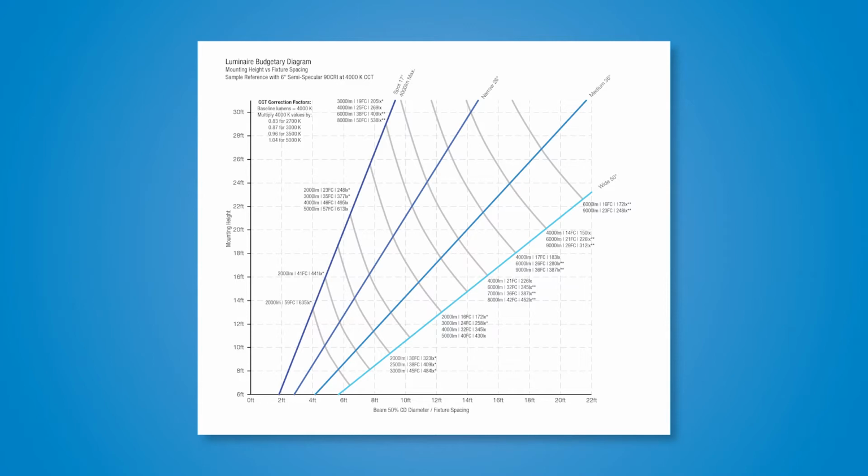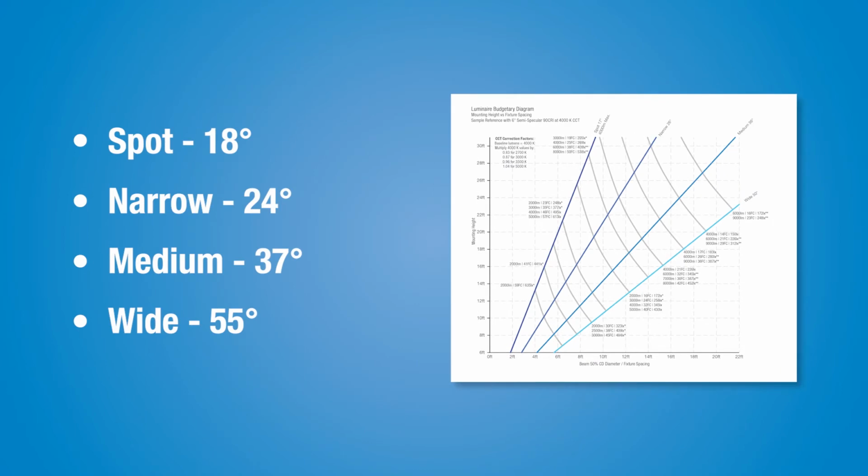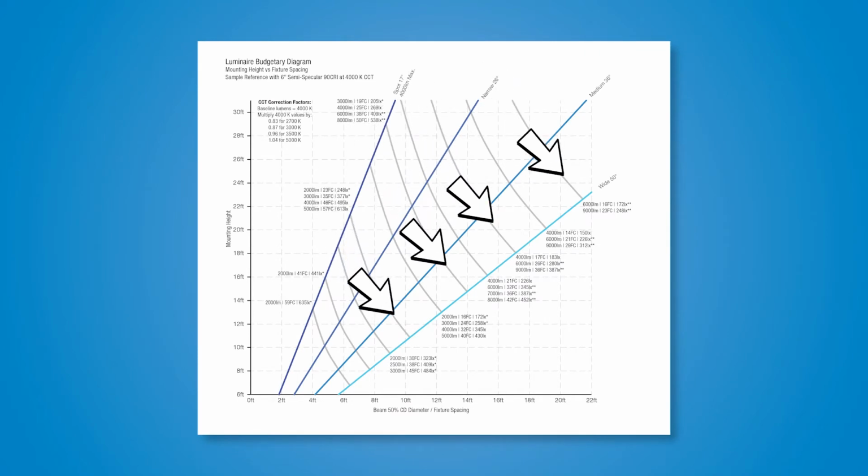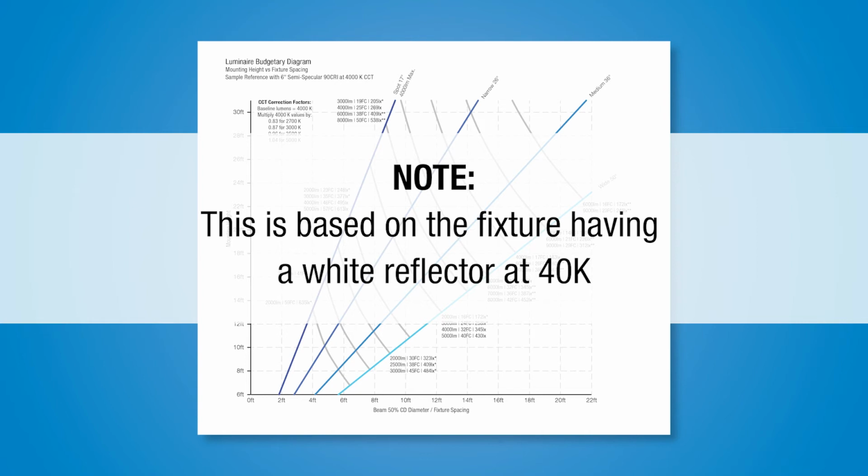Let's first review what the different elements are in the chart. The y-axis represents ceiling height. The x-axis is fixture spacing. The blue lines show the available beam angles for the fixture. There are 4 different beam angles to choose from: spot, narrow, medium, and wide. The gray lines indicate the lumens, foot candles, and lux. Note, this is based on the fixture having a white reflector at 40K.